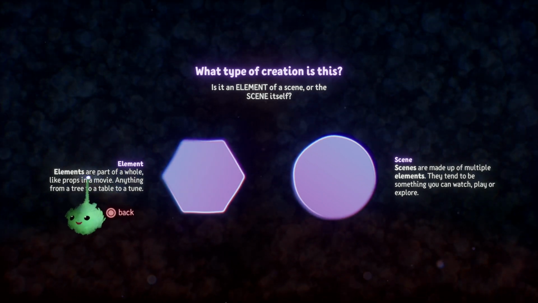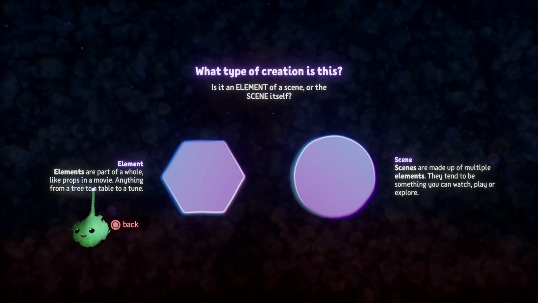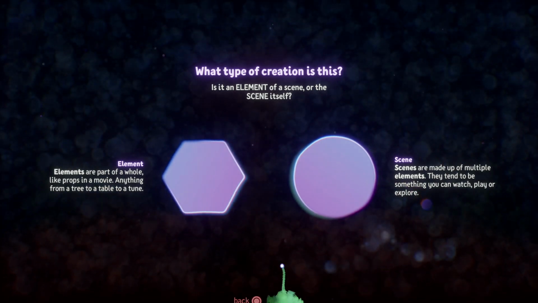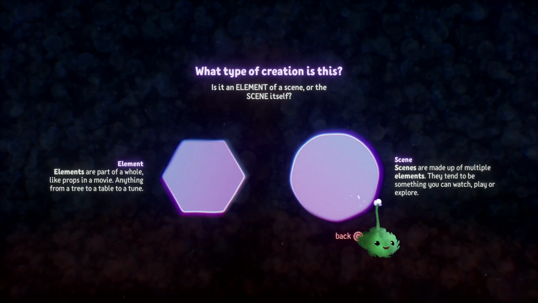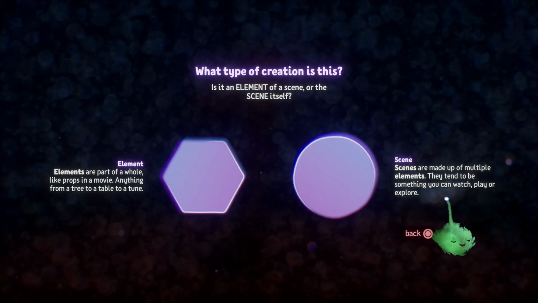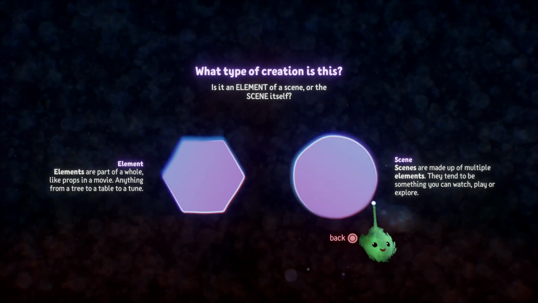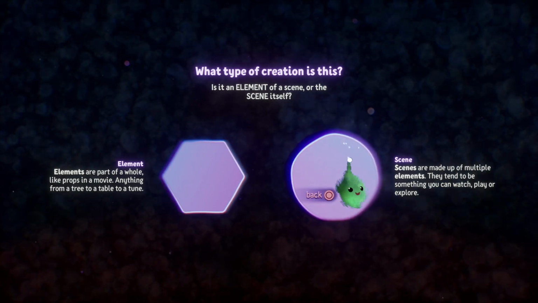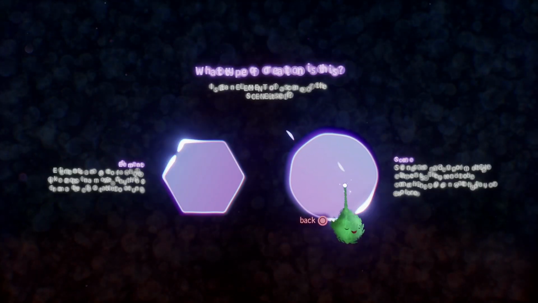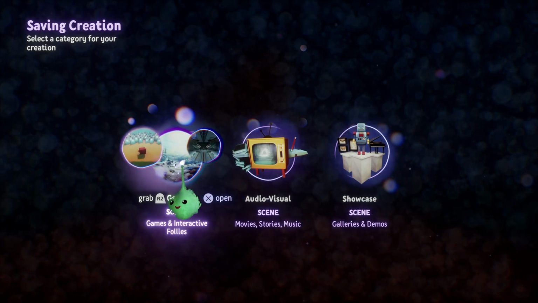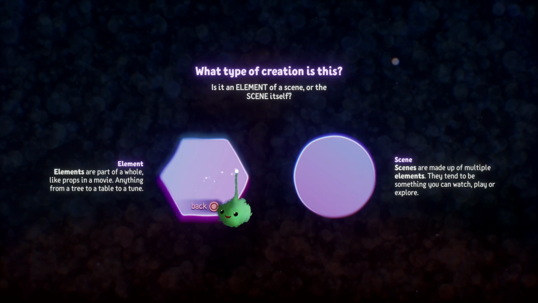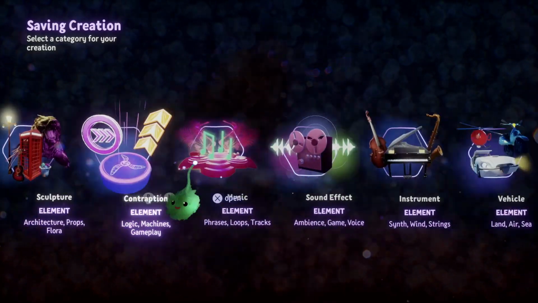Elements are a part of a whole, like props in a movie. Anything from a tree to a table to a tune. Scenes are made up of multiple elements. They tend to be something you can watch, play, or explore. Basically a level. Think of this as a level and think of this as an asset. Now if you select something and you want to go back, you could always just press circle and they'll let you go back.